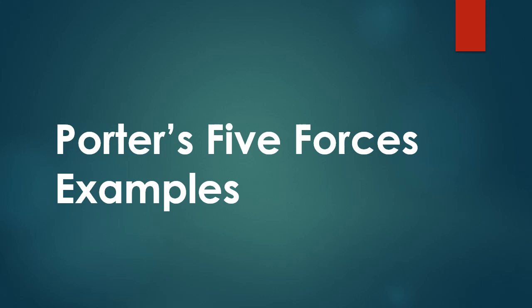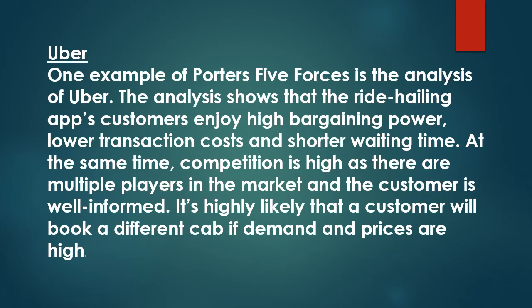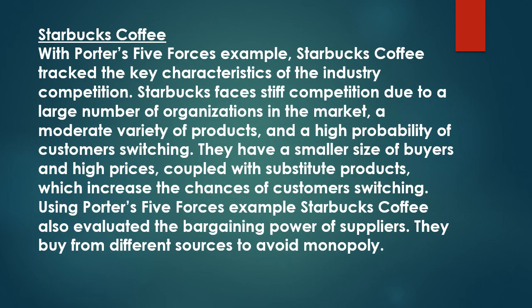Now let's have a look at the examples where we use this 5 forces model. Here we have 2 examples. First we'll be talking about Uber. As we all know, it's a riding app. The analysis shows that the customers have high bargaining power, and secondly they have lower transaction cost and shorter waiting time, because the company already knows that if they are not going to serve as per the choice of the customers, they have different options, because there are so many other apps providing riding services. So they have to accept the bargaining of the buyers.